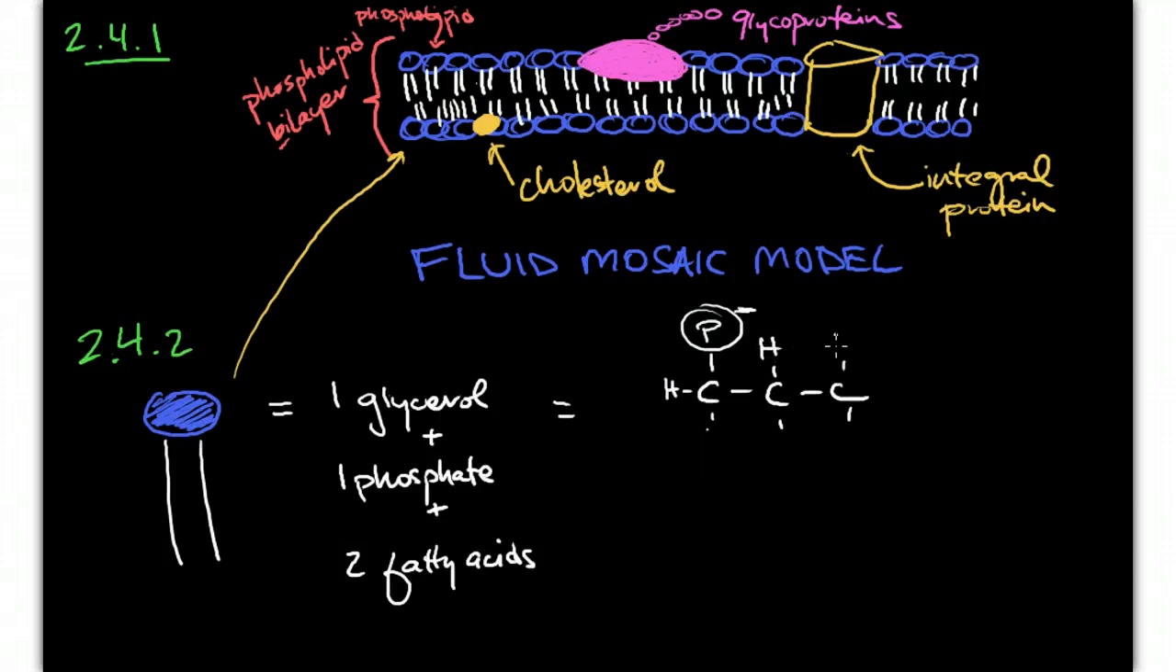Then on these other 2 carbons, we get our fatty acid tails, which I'm just going to draw in a short chain that's not quite typical, it's just to represent our fatty acid tails. I'm going to throw in a double bond here.